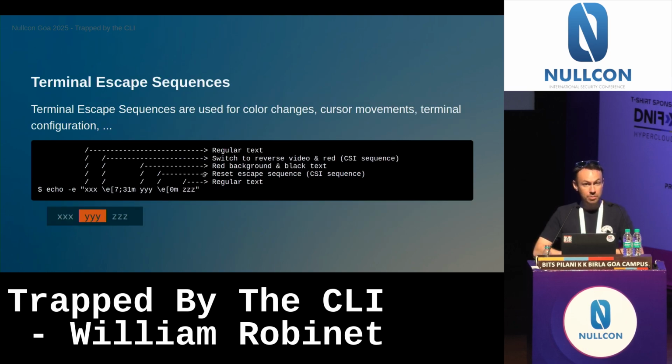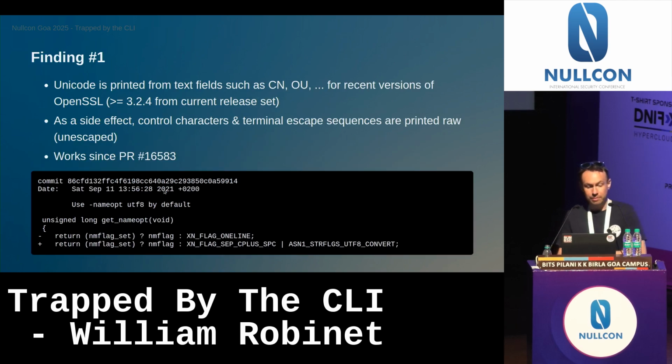Here is an example of a terminal escape sequence. In this case, I just use it to change the color of text and then reset it to the original value. Here you can see that I'm using a CSI, which is a simple sequence to switch the color and then go back to the original one. Nothing complex in that.